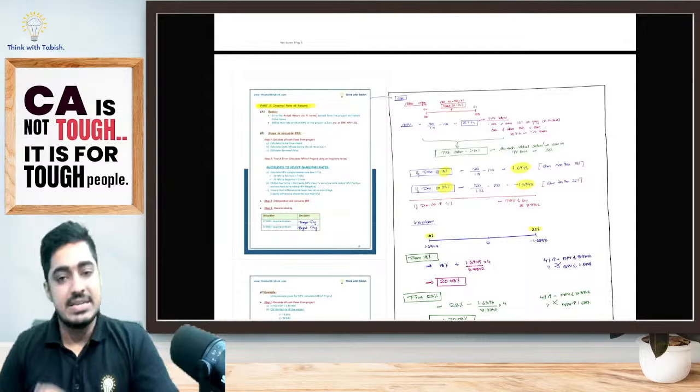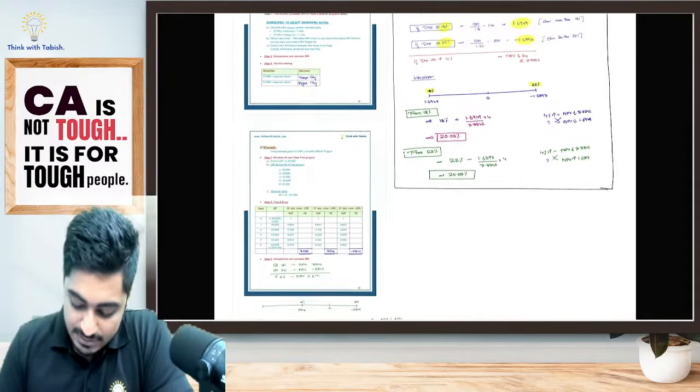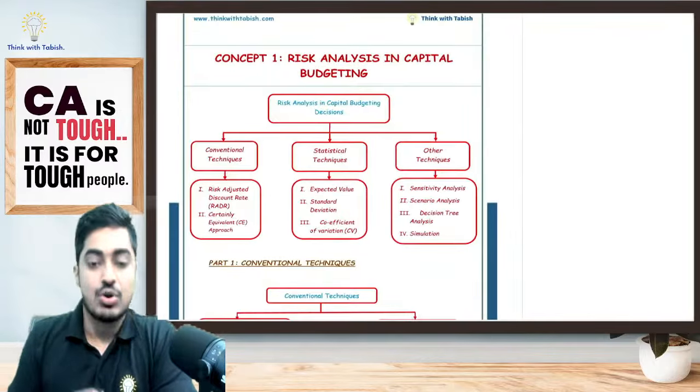Concept 0, that is the basics that we should be knowing, we have covered. We have finished it off. Is this clear, everyone? Can we proceed further to concept 1?